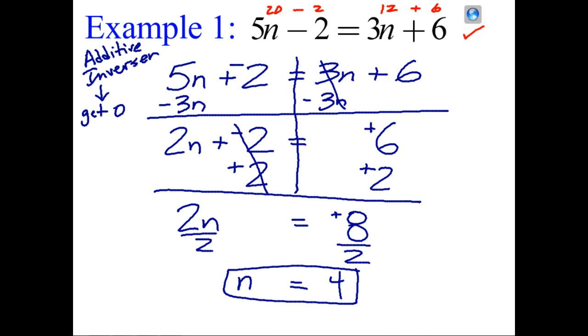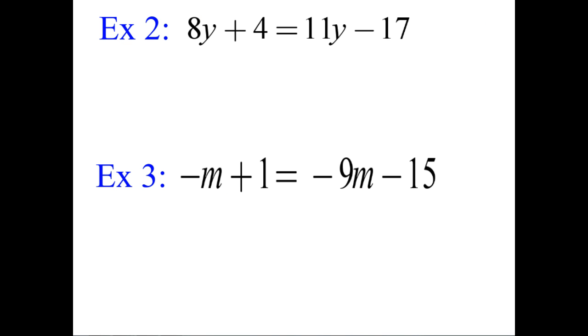Let's try another one. Actually, why don't you do this? For example number 2, why don't you pause the video and you either try the whole thing or just try to remove the variables, try to get the variables to one side. Go ahead. All right, hopefully you had a chance to try it. I'm looking here, let's rewrite it: 8y plus 4 is equal to 11y plus negative 17.